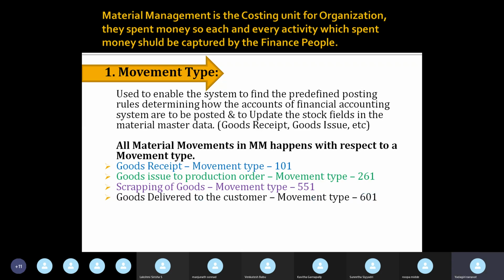Goods delivered to the customer movement type 601, and initial upload to stock movement type 561.